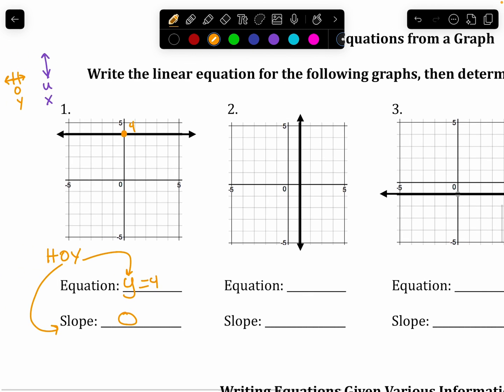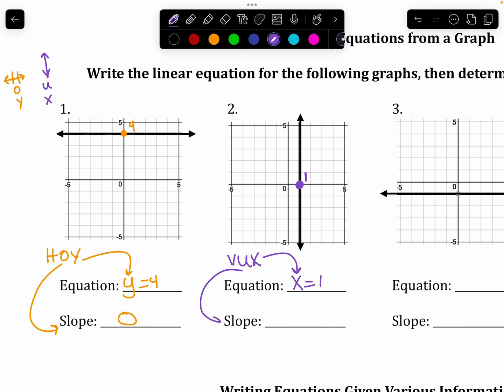Over here, if you look at graph number 2, it actually looks like the purple vux. It's going up and down, or top to bottom, whatever you want to think of it as. Because this is a vertical graph, I know that this is vux. I also am looking to see where it crosses my axis, and it looks like it's crossing my axis at 1. So my equation will be x equals 1, because remember that the x is what your equation is coming from, and then the u, remember, is your slope. It's an undefined slope. Undefined.